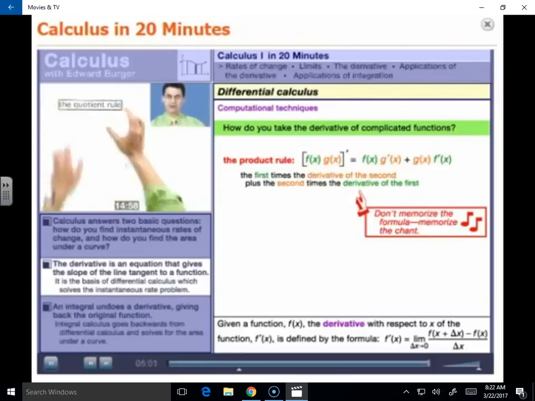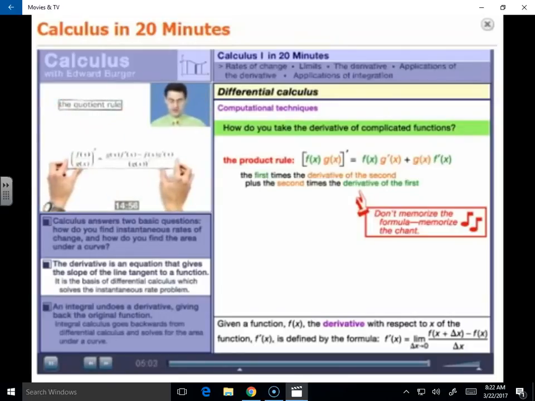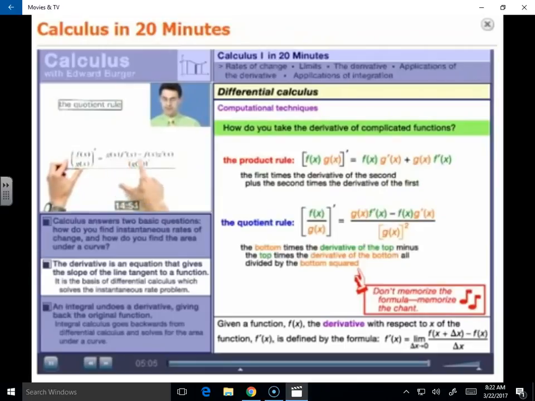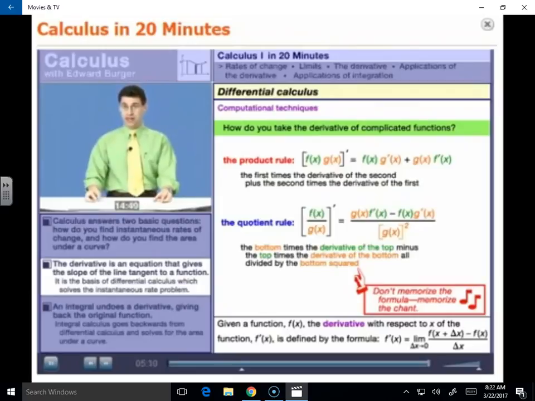What if you have a quotient? Well, then you use the quotient rule. And what's the quotient rule say? If you got a quotient, you take the bottom times the derivative of the top minus the top times the derivative of the bottom all over the bottom squared. That's the quotient rule. That's what you use when you have a derivative of a quotient.